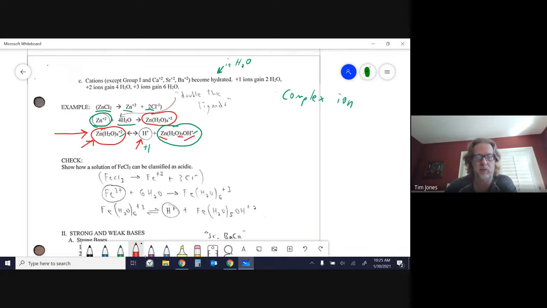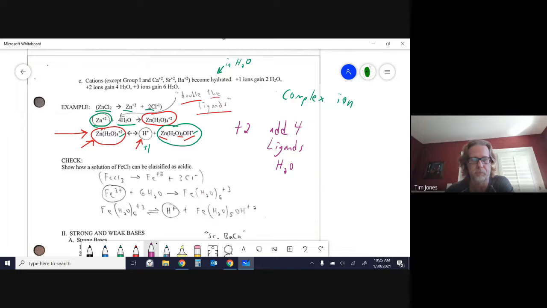Now, notice I have this phrase, double the ligands. Ligands are the attachments. In this case, the ligand is the water. And you always want to put double what the charge is. So because the zinc was a +2, we need to add 4 ligands. Now there are different ligands that can attach, but right now the only ligand we are going to worry about is going to be water, because we're focusing on this situation of weak acids.